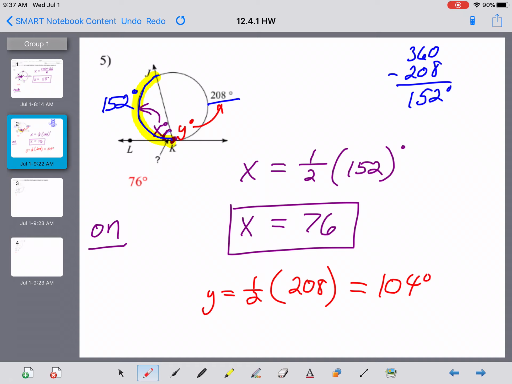So now if we take a look at this diagram, what do we know? The x right here, or we believe we know, is 76. Y, we believe we know, is 104. And I don't know if you noticed, but those two angles right there, 76 and 104, are supplementary. If we add up 76 plus 104, we're going to get 180 degrees. And since these two angles together form a straight line, that makes all the sense in the world. So that's a nice little way of verifying what we thought was correct in problem number 5.